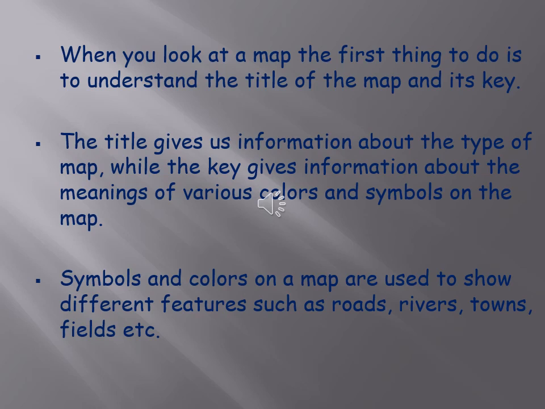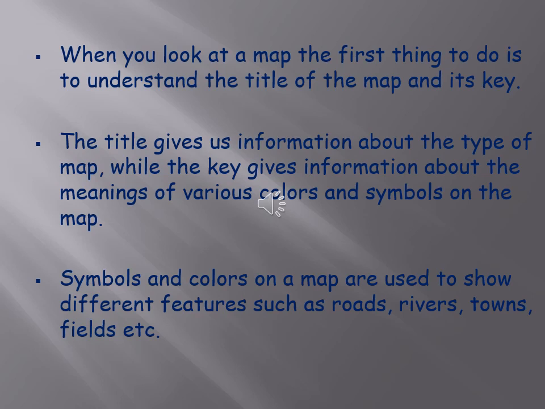So let us move to the next slide. In this slide, when you look at a map, the first thing to do is to understand the title of the map. I have shown you in the previous two maps what the title of the map is and its key. Key, you all know. I explained in that previous map where the key is. Inside the column there are certain symbols. That is called the key.